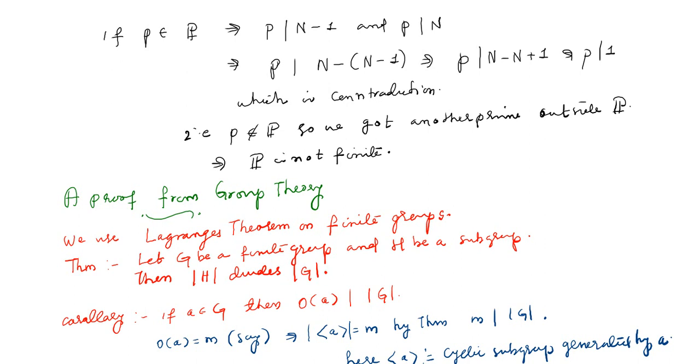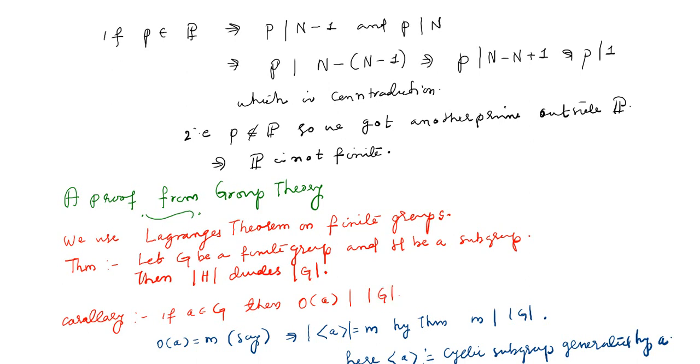When H is a subgroup of G, then the cardinality of H divides the cardinality of G, or we can say the order of H divides the order of G. So we can have a nice corollary from this: if a is an element of G, then the order of a divides the cardinality of G.